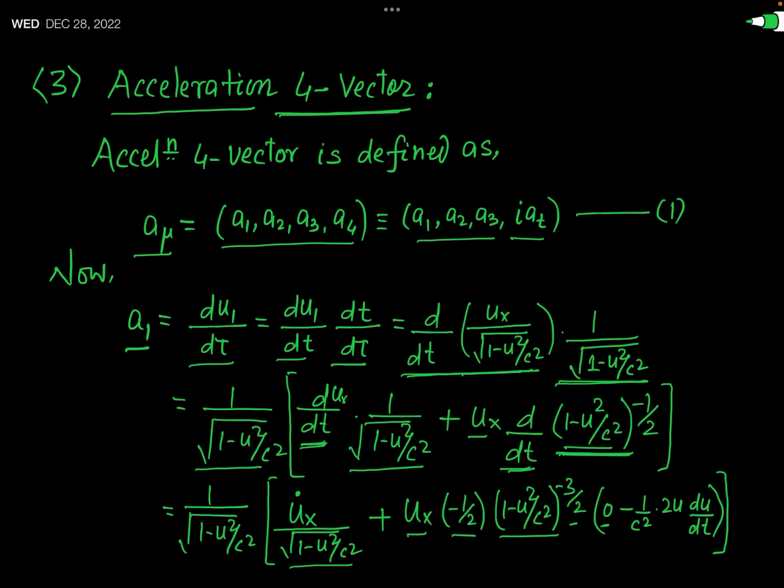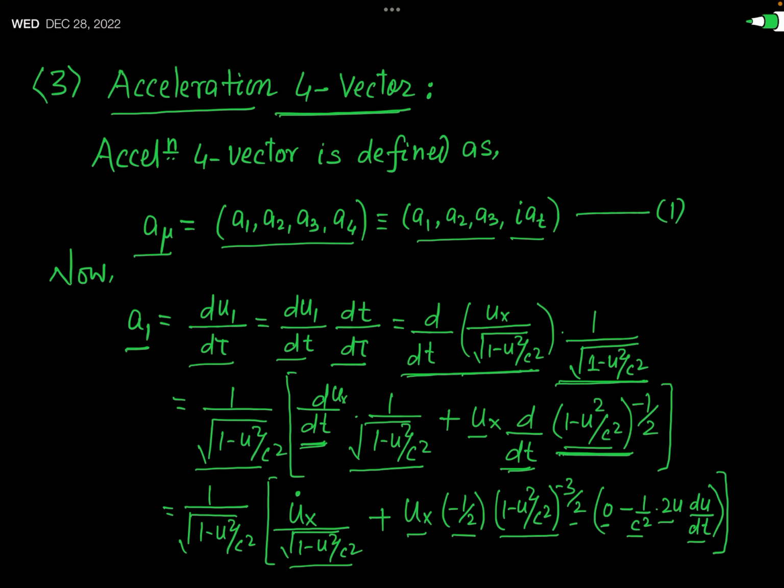Okay. Now, 1 by c square is a constant, so it is taken outside. And u square will be differentiated with respect to t. This is again a function of a function. So the derivative of u square first of all will be with respect to u, and that will be 2u. And then u will be differentiated with respect to t. So this is du by dt. I hope you have understood this differentiation.